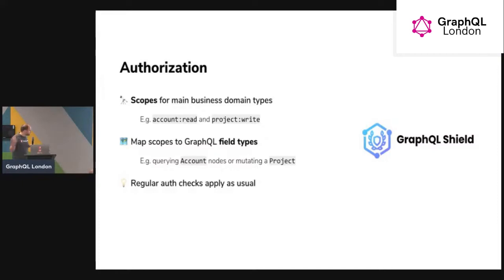And of course, in addition, you use the regular auth checks, like can this user even see this resource? Are they a member of this project? A great library that we actually ended up using is GraphQL Shield, which has a pretty solid mechanism to do this kind of authentication check.